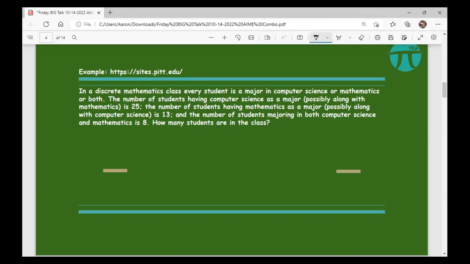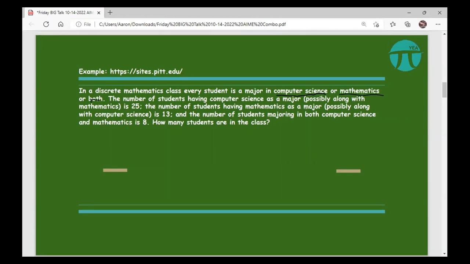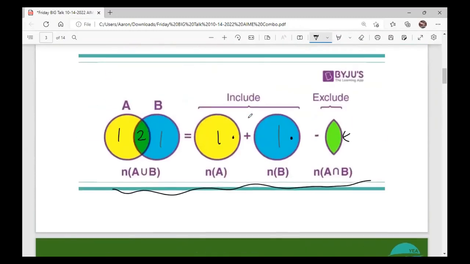Okay, so I'll assume all of you have had some time to try this one on your own. We can see that it's either computer science or math or both. So the number who have CS as a major is 25, and the number who have math as a major is 13, and the number in both is 8. So that means that we can look at the theorem above, this statement of PIE above.